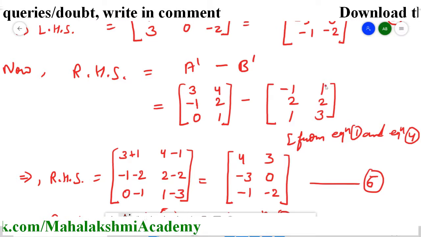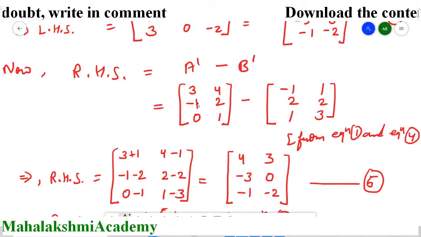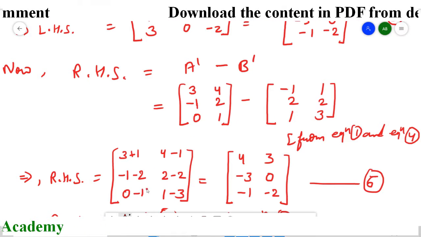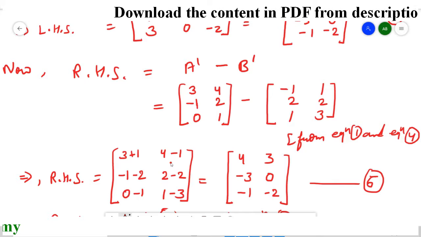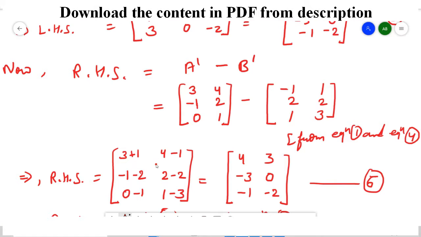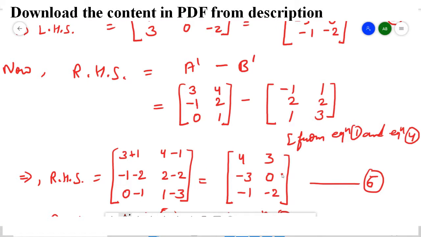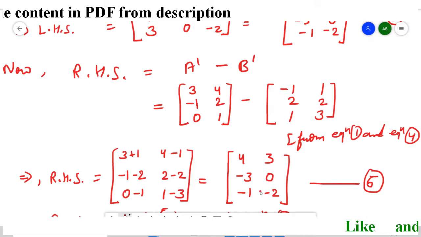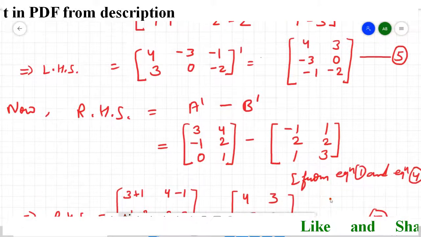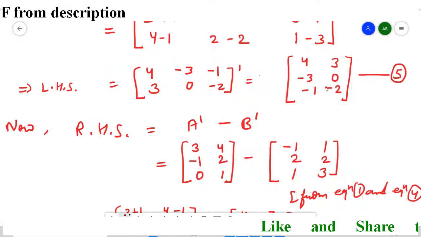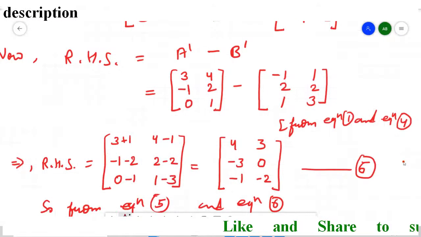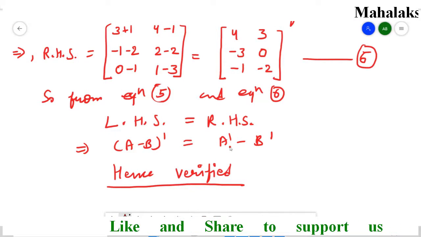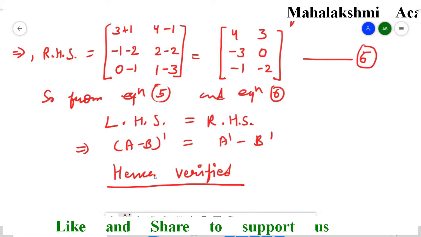4 will get subtracted from 1, so 4 minus 1. This minus 1 will get subtracted from 2. So corresponding elements of both the matrices are written with the minus sign, and then just subtract them. So we will obtain it. You can see this is our right hand side. So 4, 3, minus 3, 0, and these are the elements, which you can see are the same as in equation number 5. So the conclusion is that from equation 5 and 6 our left hand side and right hand side are the same, and so it's verified.